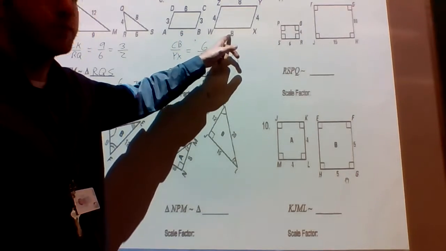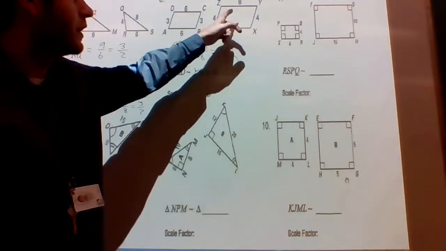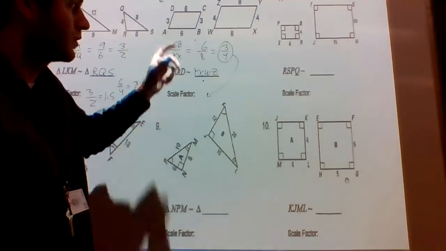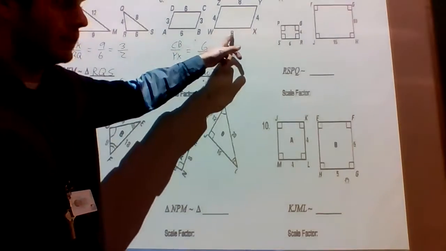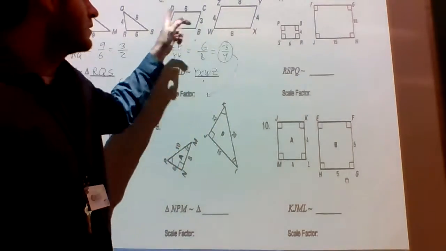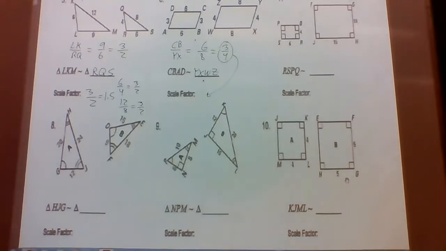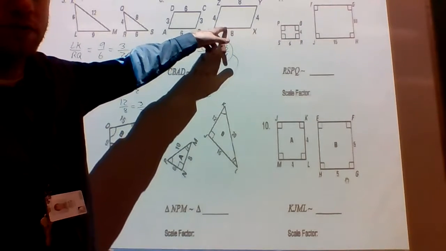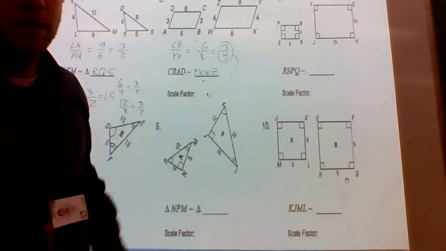Right, 8 times 3/4 is 6. 4 times 3/4 is 3. Okay, we could have flipped them. 6 times 4/3 is 8. 3 times 4/3 is 4. Okay. This polygon, this quadrilateral, is 4/3 times as big as this one. This one is 3/4 the size of this one.